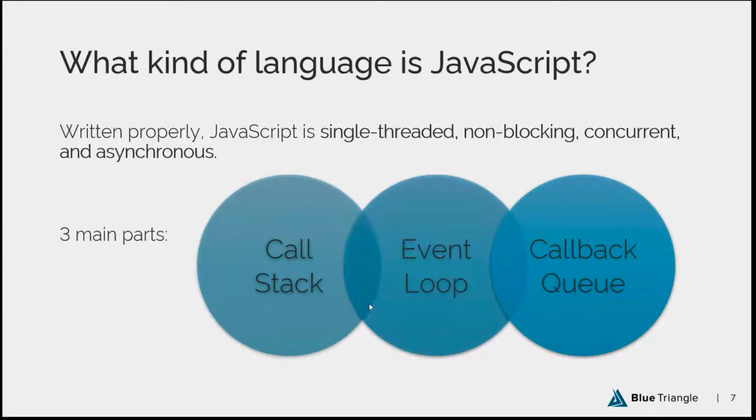And what links these two is the event loop. So things that get pushed from the call stack to wait in the callback queue, that's done by the event loop. And then the callback queue has the callbacks pushed back onto the call stack by the event loop. So these three main parts make JavaScript work in the browser.